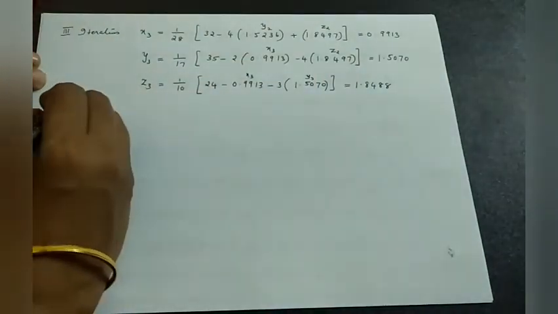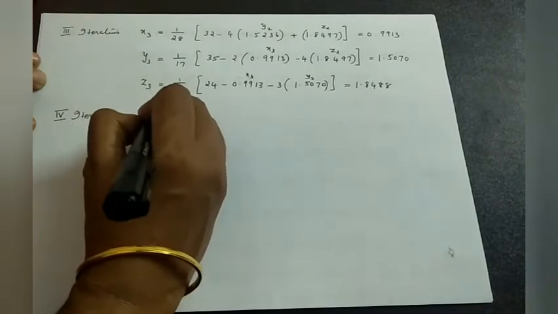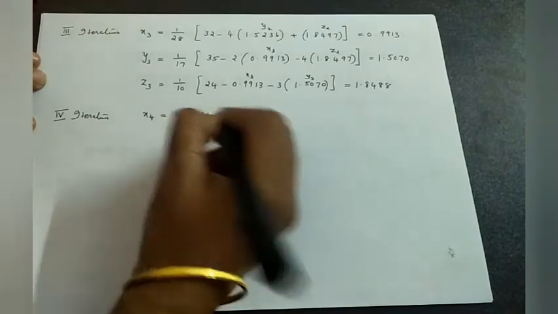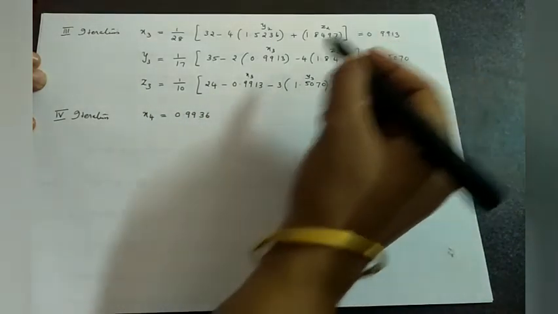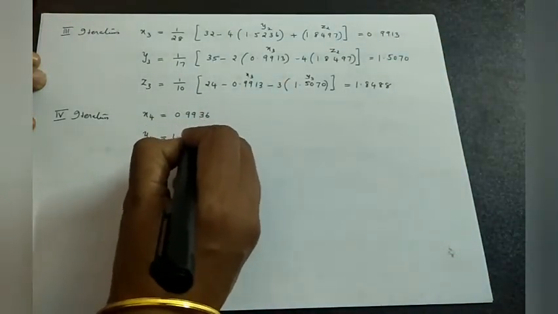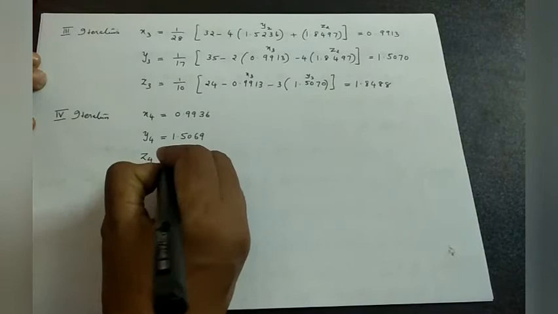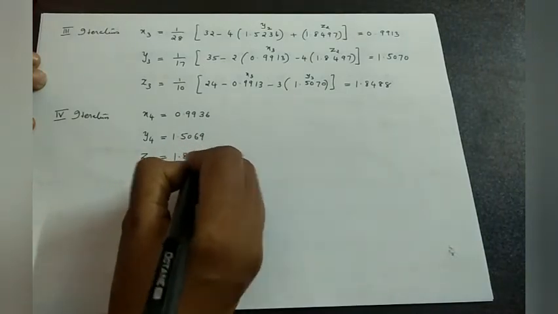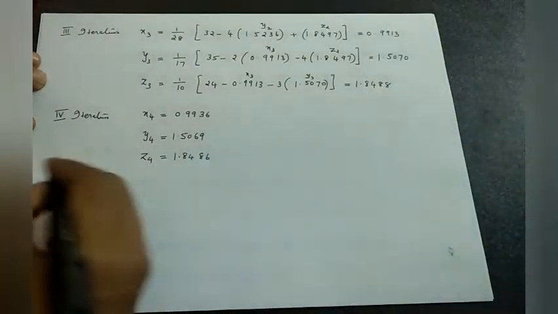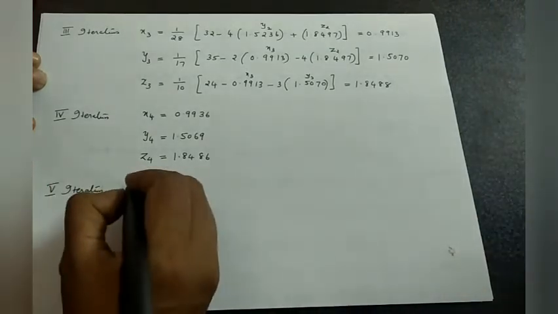Similarly, we can find the fourth iteration. For the fourth iteration, I am writing only the values after calculation. This x4 is 0.9936. Okay, we can see that these two values are nearby, and y4 is 1.5069. Here also it is nearby, and z4 is 1.8486. Here also it is nearby for 2 digits only. So we will move to the more accurate value, the fifth iteration.